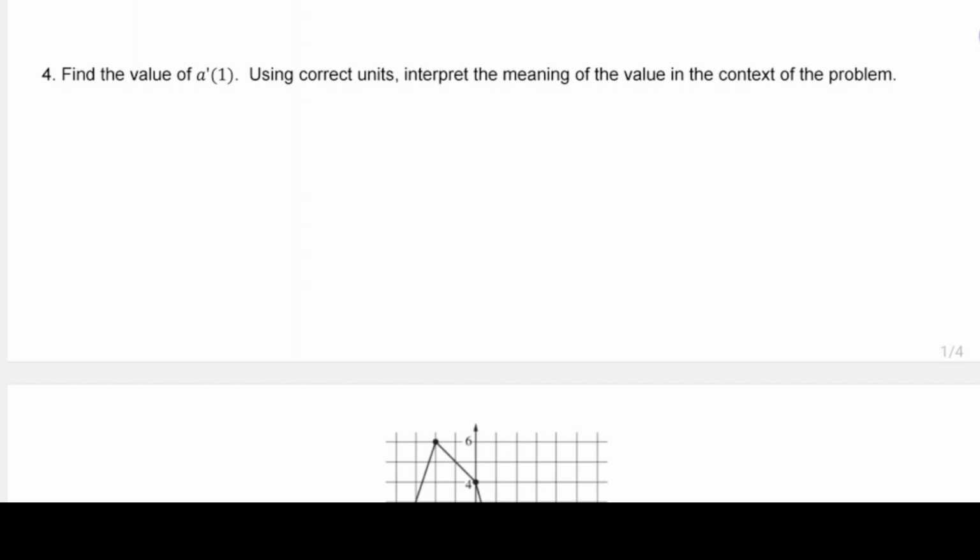Okay, now number 4 asks us for the value of a prime of 1. So we're definitely going to find that using the calculator. And then using correct units, interpret the meaning of the value in the context of the problem. Well, I can do that before the calculator. It represents the rate of change of whatever A means.